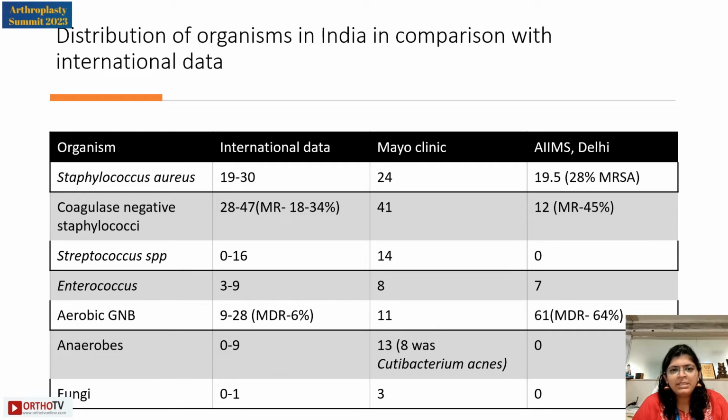A couple of other things to note in this comparison between the international data and the single center studies from Mayo Clinic and AIIMS is that the isolation of anaerobes in Mayo Clinic and even internationally ranges up to around 10%. Here it was 13%, of which 8% was Cutibacterium acnes, whereas in the AIIMS study there was no isolation of any anaerobes, and also the fungal isolation was nil, whereas it can range between 0 to 1% internationally, and this is mostly attributed to Candida species.